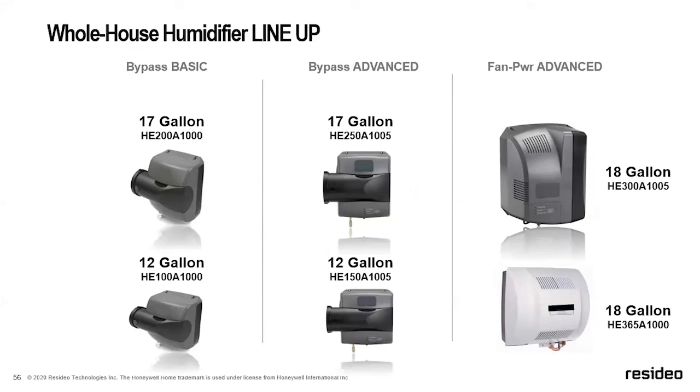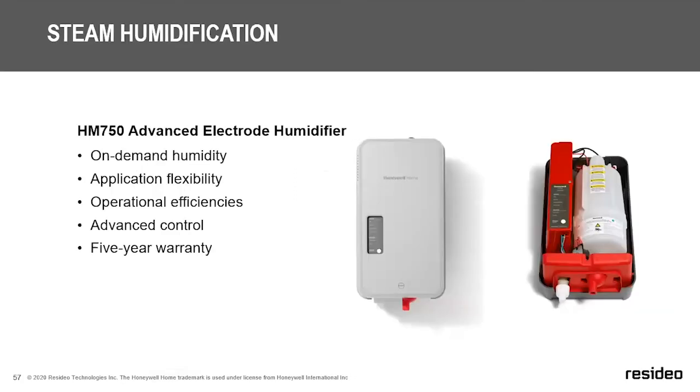So we have an economy model, which is your HE365. And then we also have the advanced model, which is our HE300. Moving on to the portfolio for steam, we have one model. It's the HM750. It's our advanced electrode model. On-demand humidification, extremely flexible. It's great operational efficiencies and advanced control, and they all come with a 5-year warranty.